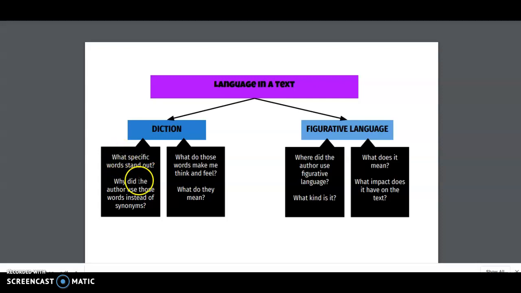And so you want to look at what specific words stand out. When you're looking at a section of the text, what words stand out? Are there any words that you know are purposefully used for a reason? Think about why the author used those words instead of using synonyms for those words. So for example, if someone called you cheap, said, "Oh, you're so cheap," you would be offended, right? You would think that type of word is negative, and that's what is on this side of our chart. You're thinking about what those words make you think and feel, because remember, all words have connotation.